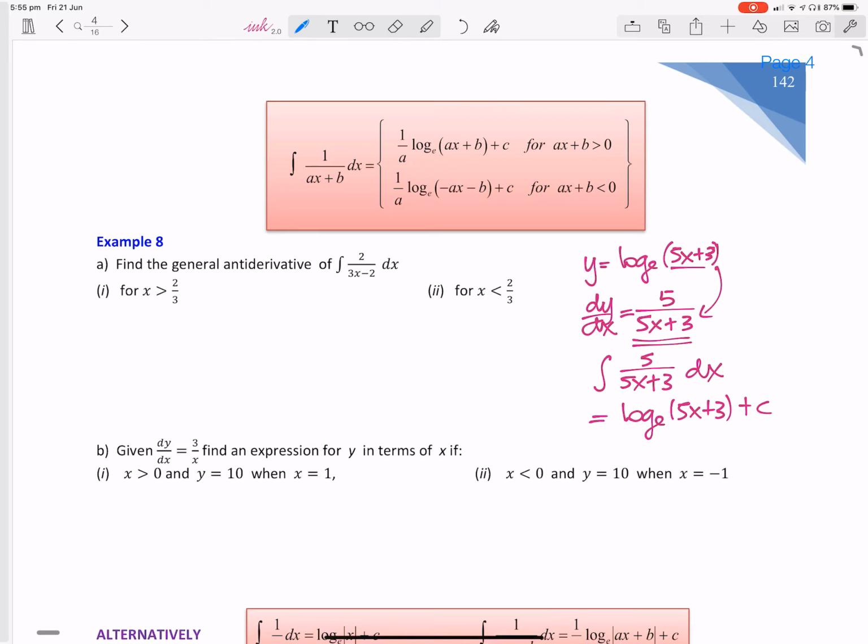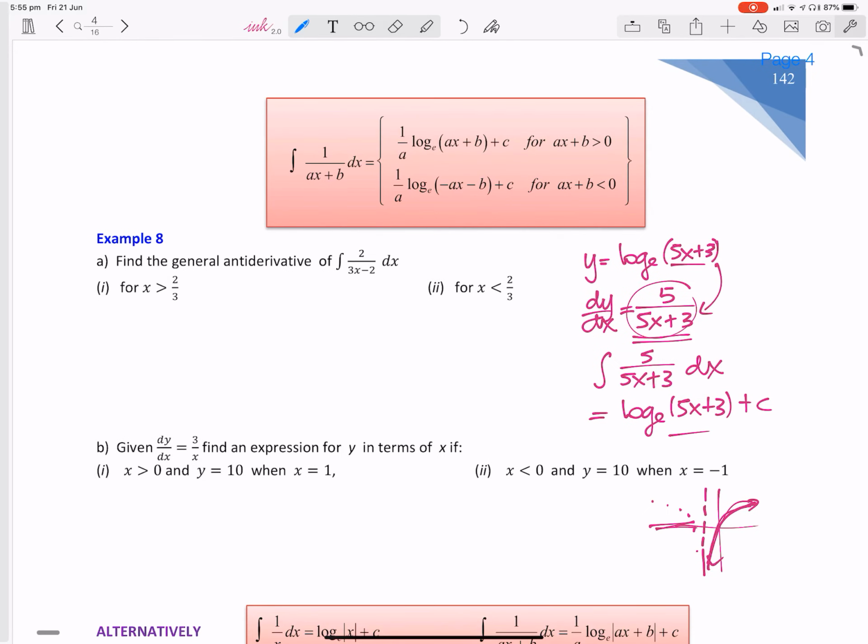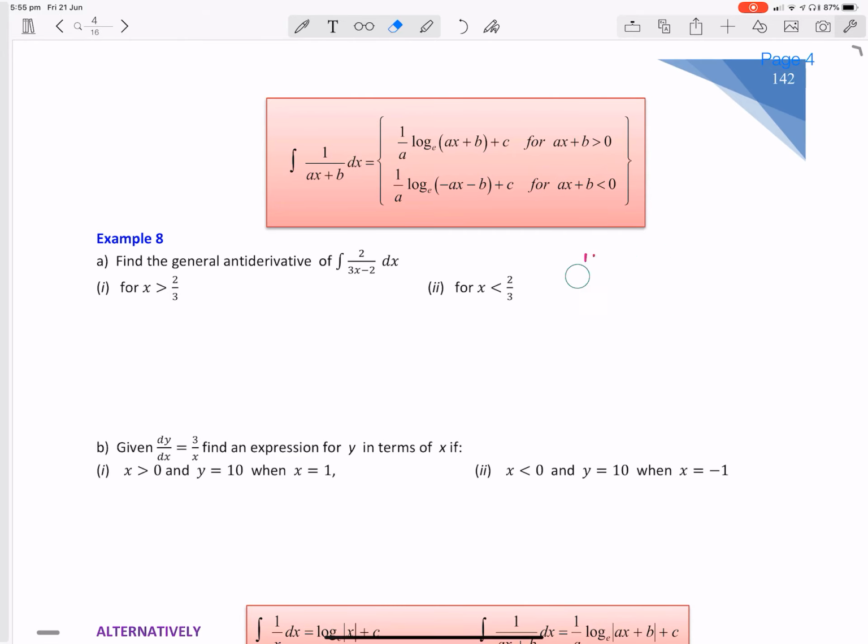However, you could see from here, if I have log e 5x plus 3, that's just a graph that looks like this. So there's my curve, but it doesn't enable me to find the area under the curve for the other side. So it's basically just forgotten about. That's because when we integrate this function, we end up with two separate curves: if x is greater than 2/3 and x is less than 2/3, we have two different functions.